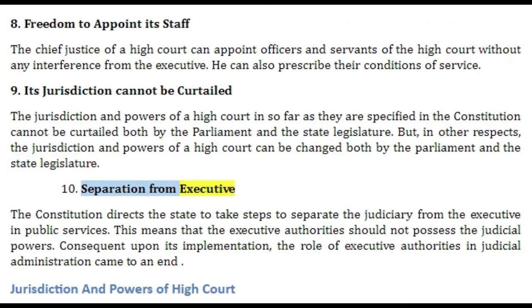Separation from executive. The Constitution directs the state to take steps to separate the judiciary from the executive in public services. This means that the executive authorities should not possess the judicial powers. Consequent upon its implementation, the role of executive authorities in judicial administration came to an end.